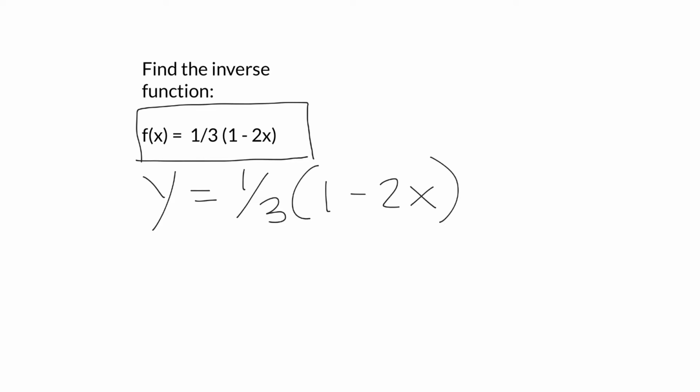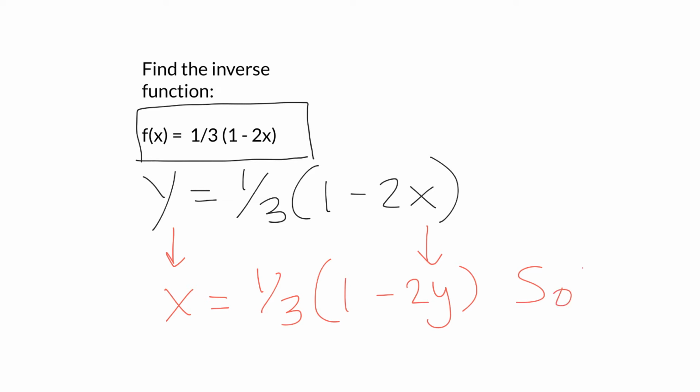And then what I'm going to do is replace every y with an x and every x with a y. By doing this, I'm going to have x equals 1/3 (1 minus 2y). And then I'm going to solve for y. When I solve for y, that is my inverse function. Okay, so how do we solve for y here?